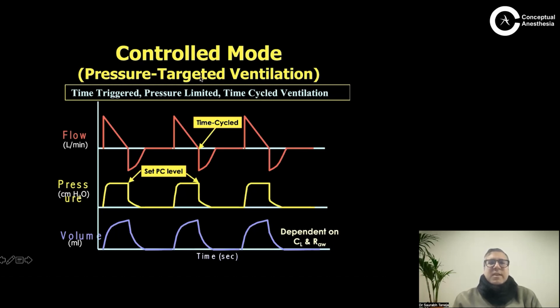So this is a pressure targeted ventilation. It is time triggered because it is all controlled breaths. Pressure limited, we set the pressure control level, and time cycled. So after a certain time that you have set, when the inspiration is over, it goes into expiration. So that is how a basic waveform looks on the monitor when you intubate a patient, paralyze him and sedate him initially and set him on pressure control ventilation, he has none of his own breaths, then that is how the graphics will look like.